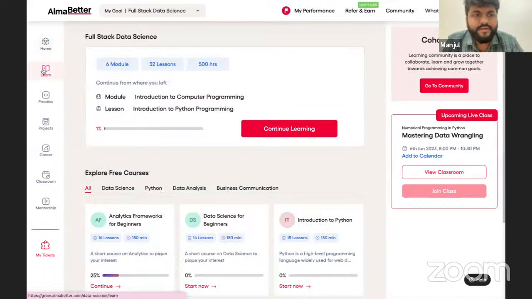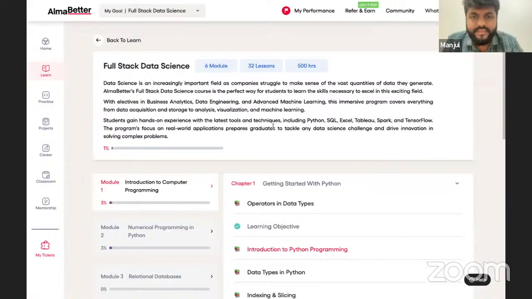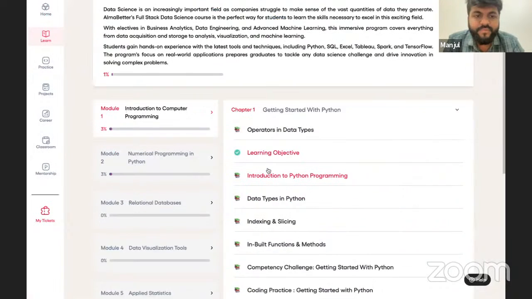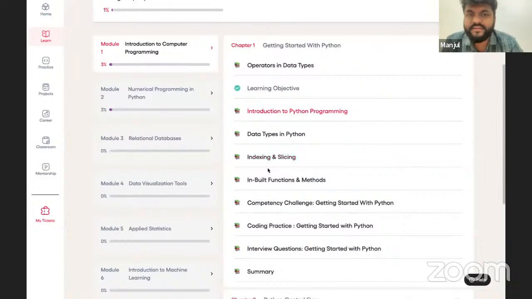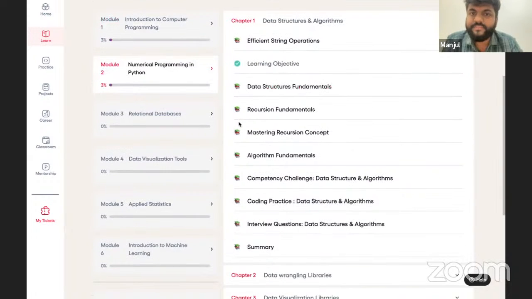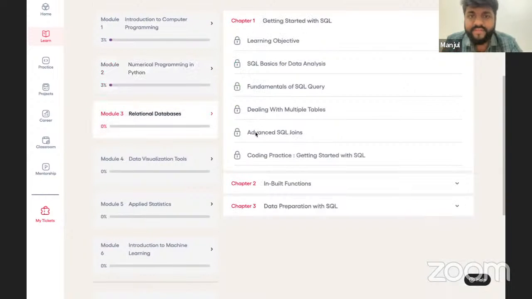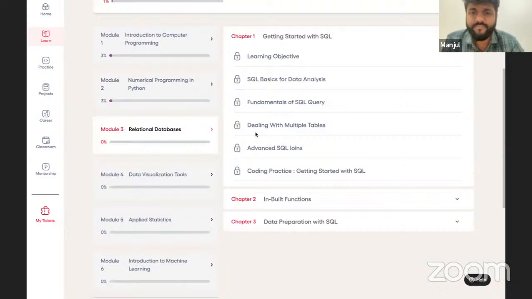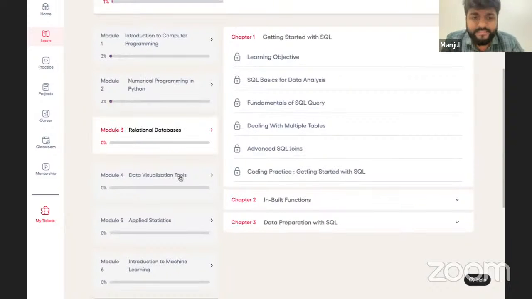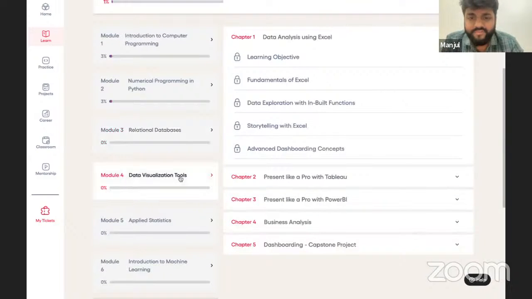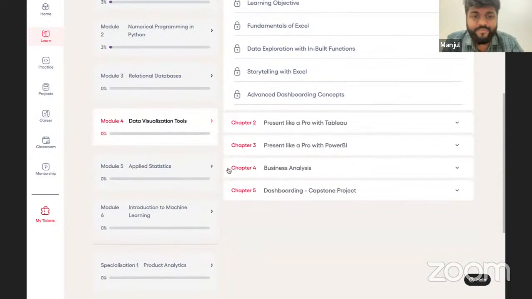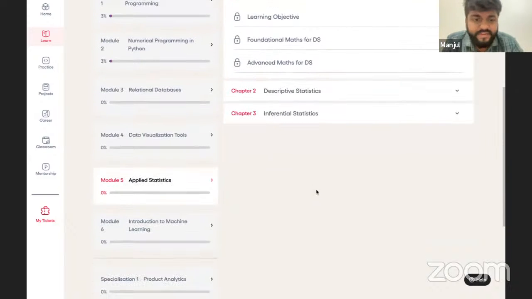Now, let's go to the learn part. Once you click on this continue learning, you will come to know about the topics that we will be covering in this entire data science domain. It starts with the Python language that we teach here to the students, the data structures and algorithms part that we have here, that is module 2. Then we have the relational database module, where we include the SQL part. And then we move ahead with Excel, Power BI, Tableau. Again, very important tools that are used in this data domain. Then we jump into the statistics part, where we talk about a lot of mathematics and statistics.